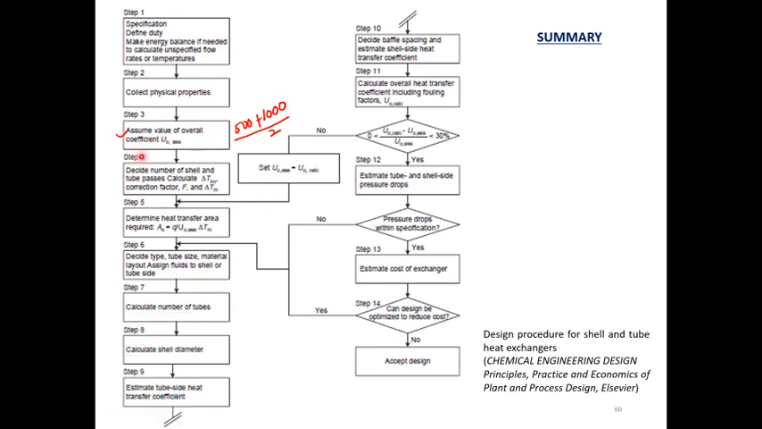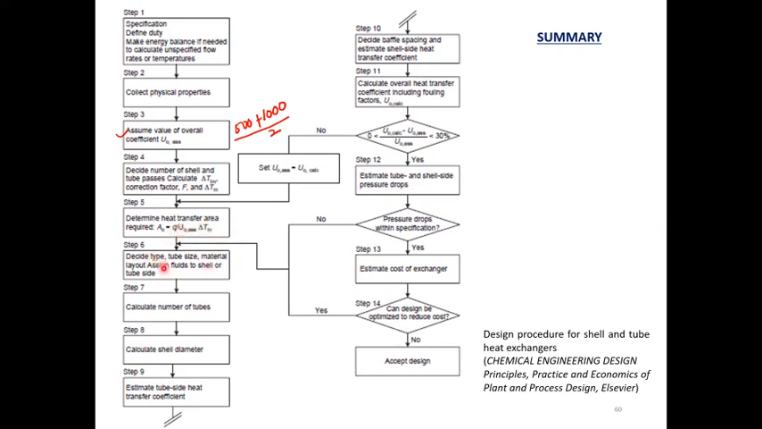Okay, the next step is to decide the number of shell and tube passes. This is important for you to determine the correction factor if you use the diagram, or otherwise you may use your calculation to calculate the log mean temperature. And then the next step is to determine the heat transfer area required using this equation, because we have the information on the overall coefficient and also delta T and the Q from the energy balance.